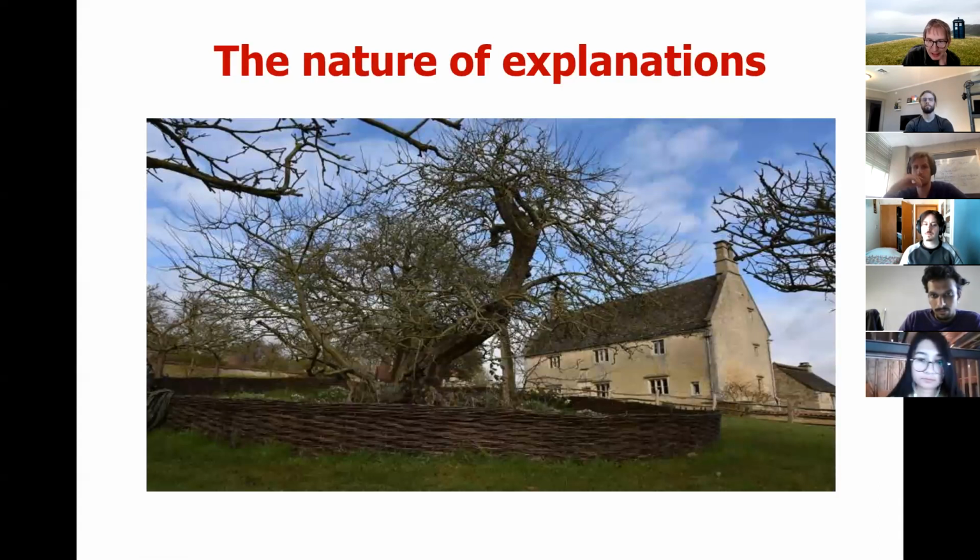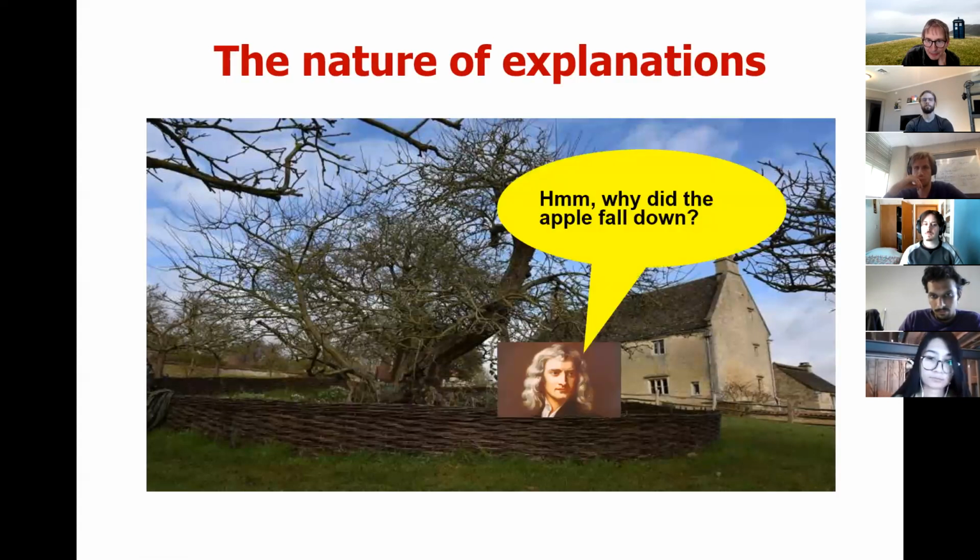So here is an apple tree, and this is actually Mr. Newton's house. And Mr. Newton is asking, so why did the apple fall down? And we all know this famous story of Isaac Newton coming up with the law of gravitation and so on, seeing an apple fall down. Whether it did or not, I have no idea. But anyway, that's the story.